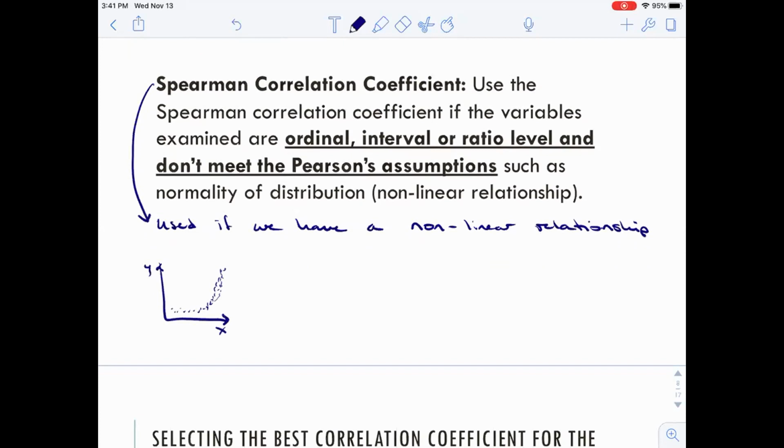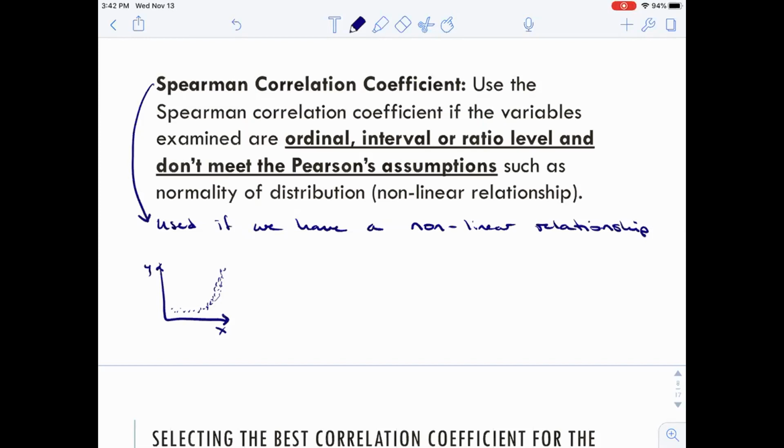Even if you don't know what shape this is, if you keep going in stats, you'll learn what these shapes are, just like we know what a circle looks like and a square looks like. These distributions or these relationships all have names. But for us, we just need to look at this and say, well, it doesn't look like a straight line. So it's nonlinear.